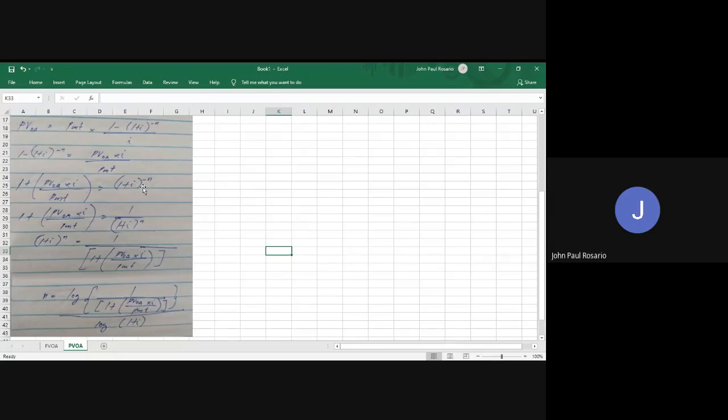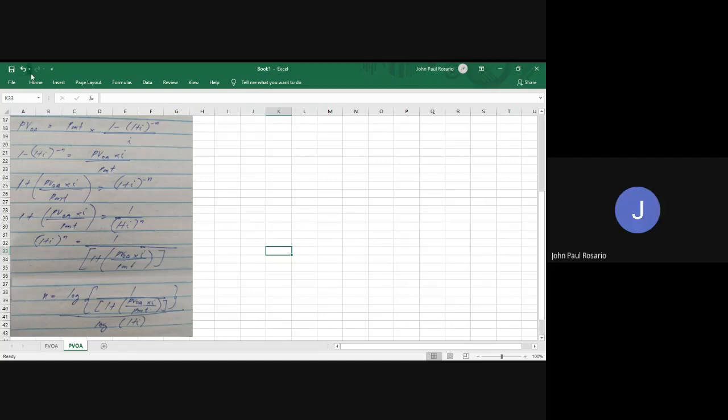ato siyang ibalhin dito sa PCAS. So kani siya is 1 plus I to the power of negative n, and then kani siya ato siyang ibalhin sa PCAS. So muna siya nga hindi siya plus, guys, this is minus. Minus lagi siya.